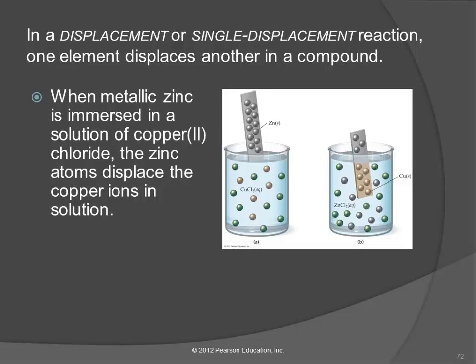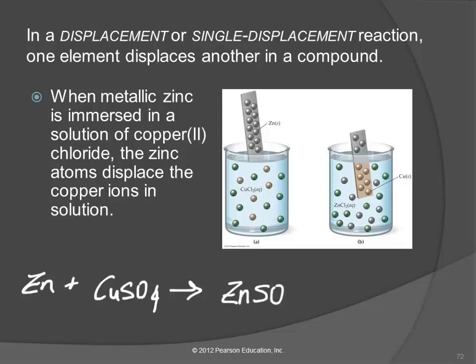Okay. What's happening here is that we've got zinc metal with copper(II) sulfate, and we're ending up with zinc sulfate and copper metal. The copper and the zinc are swapping places.